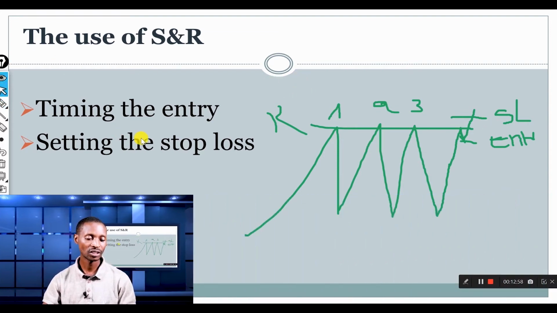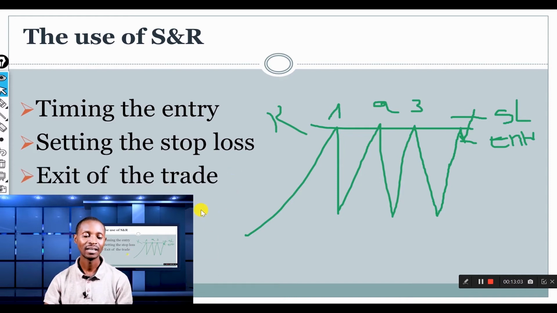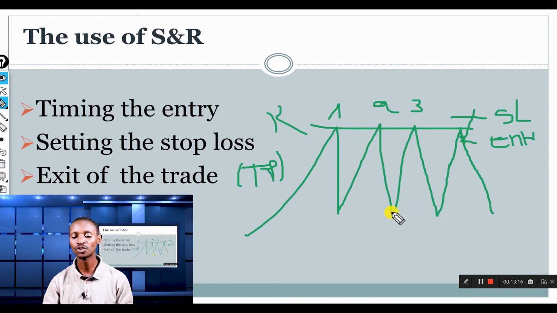The third thing which support and resistance will help us to do is to set the exit, or the take profit. In this case, it is the take profit, because no market will trend always. Let's say you entered here and the market continued lower.